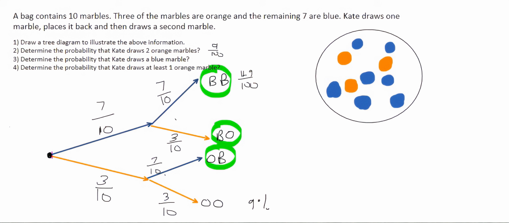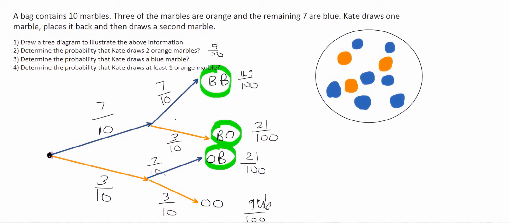So we already know the BB, the blue-blue branch, that's 49 over 100. Let's quickly work out the blue-orange branch, which is this one. Well, that's going to be 7 over 10 times by 3 over 10, which is 21 over 100. Next, we could look at the orange-blue, where that will be 21 over 100. And then for the last one, which was the orange-orange, we already said that that's 9 over 100. Oh no, but we don't want that one anyway, so we only want those first three.